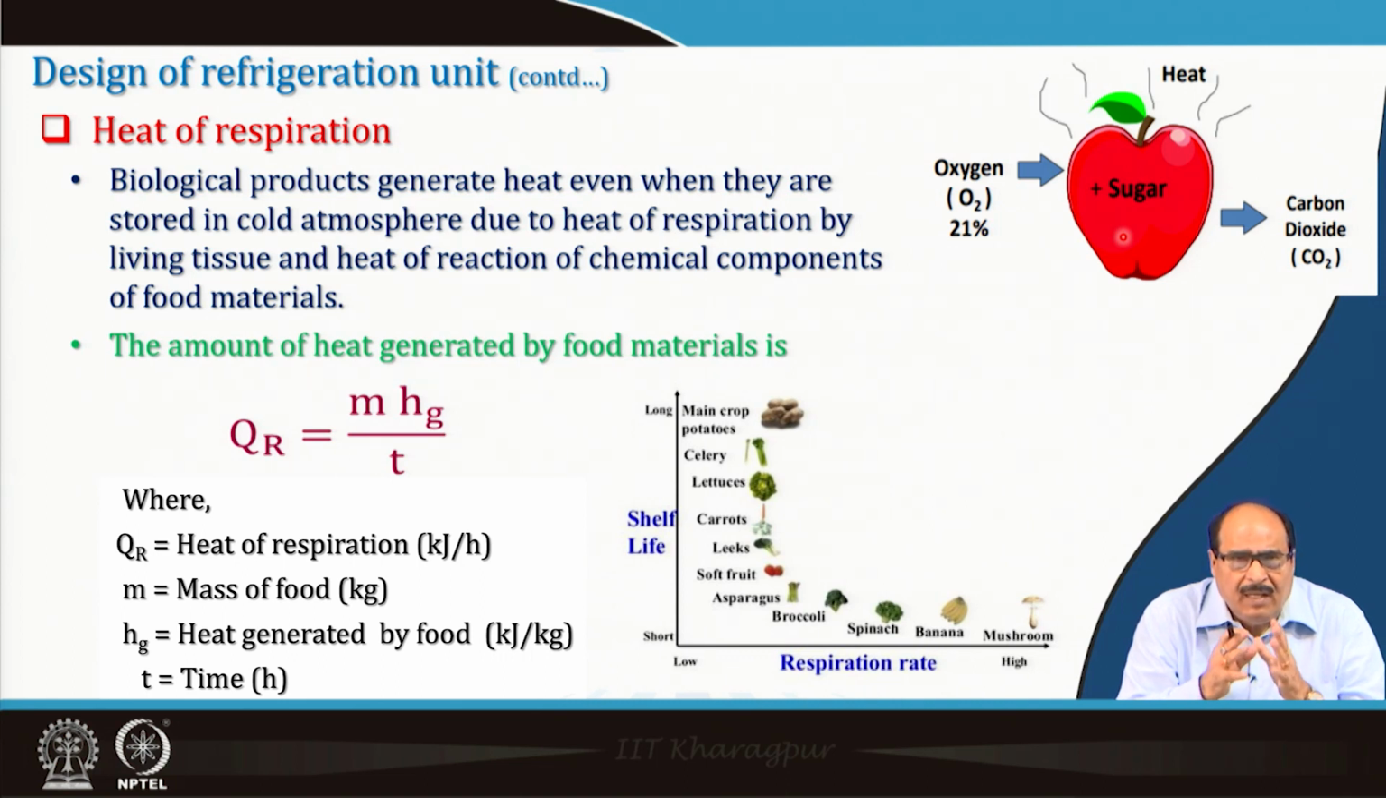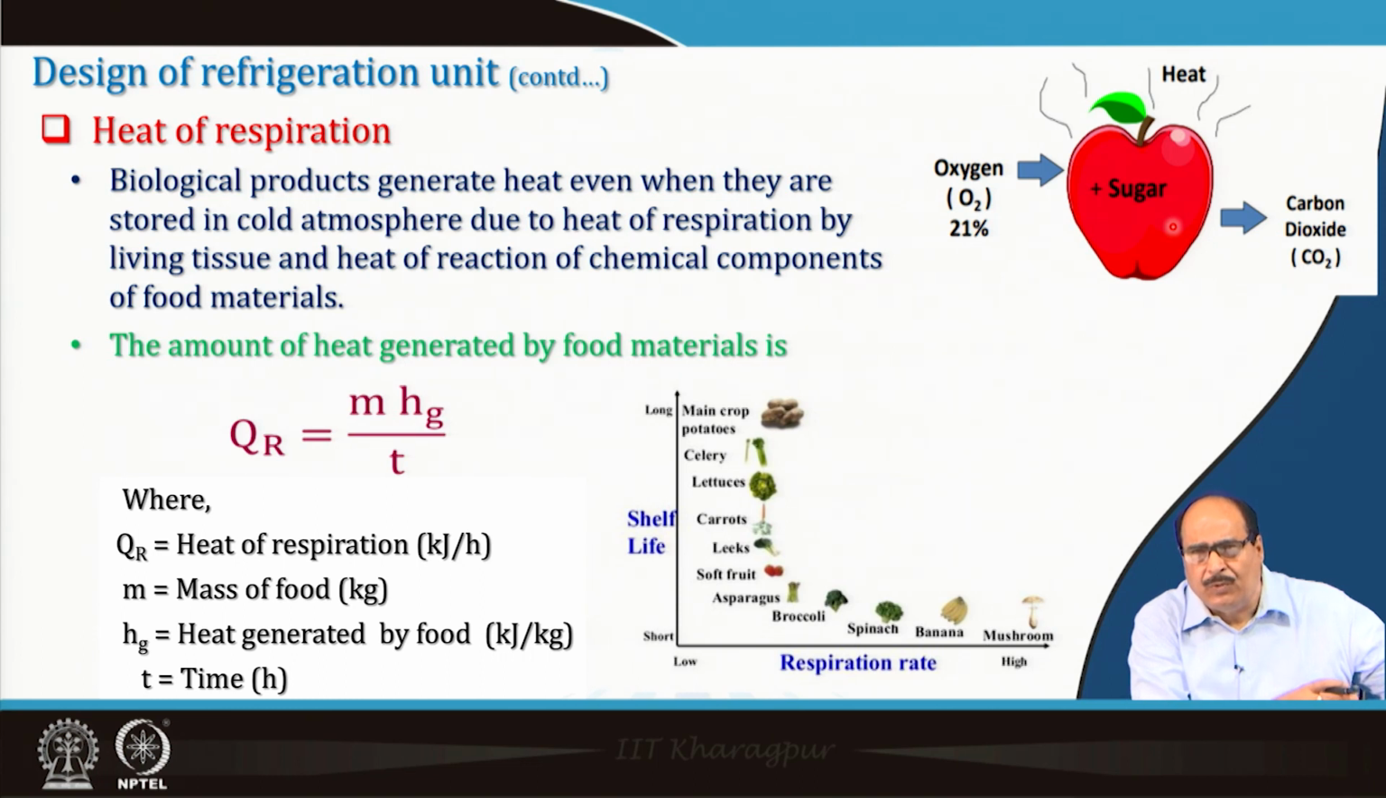The amount of heat generated by the produce during the respiration process is calculated as QR equals mHg by T, where m is the mass of the commodity or food, Hg is the heat generated by the food, and T is the time. So, if you know how much produce is stored inside the storage environment and the heat it generates over time, the heat of respiration can be calculated.